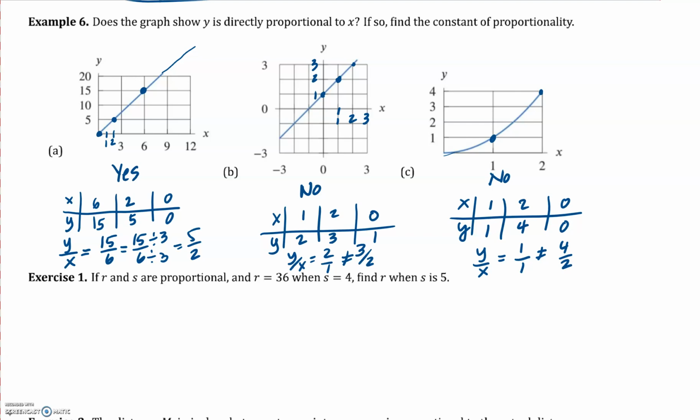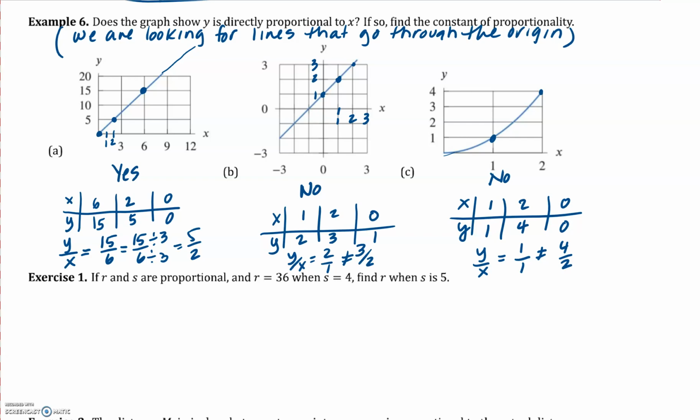So what we're looking for are lines that go through the origin. Things that are proportional are lines that go through the origin. We need the word the. That's what we're looking for.